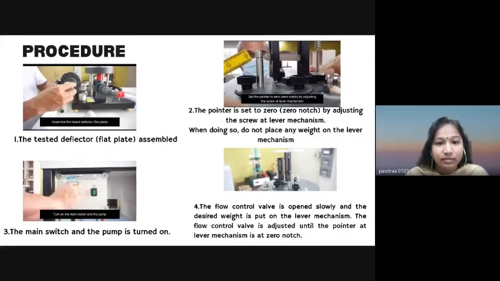Okay, so for the procedure, the first step is the tested deflector, the flat plate, is assembled. The second step, the pointer is set to the 0 notch by adjusting the screw at the lever mechanism. When doing so, do not place any weight on the lever mechanism. Third, the main switch and the pump are turned on. The fourth step is the flow control valve is opened slowly and the desired weight is put on the lever mechanism. The flow control valve is adjusted until the pointer at the lever mechanism is at the 0 notch.